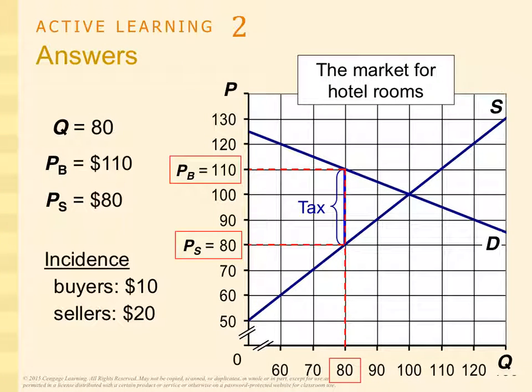So the buyers are going to pay $110 and sellers will receive $80. And the tax incidence, as you see, is going to be shared. How much of it goes to the buyer and how much of it goes to the seller? Before, sellers were getting $100, now they are getting $80, so sellers pay $20 of the tax. Before, buyers were paying $100 for the hotel room, now they are paying $110, so $10 goes to buyers. This is an easy way of solving this type of question.